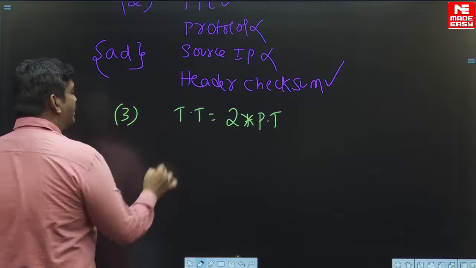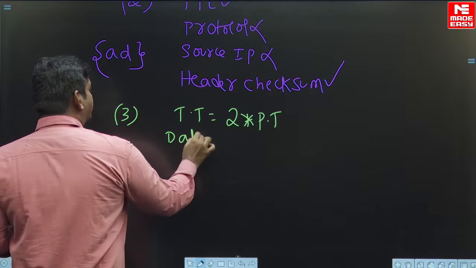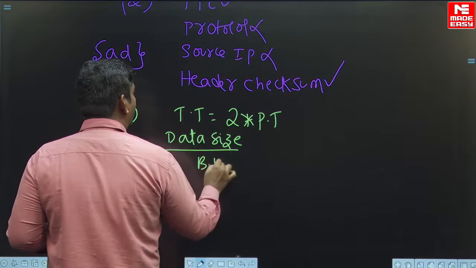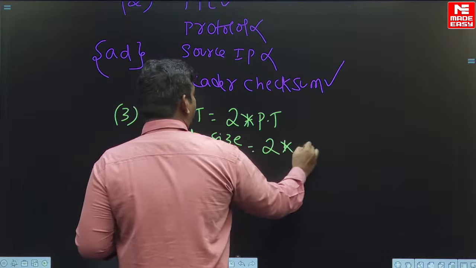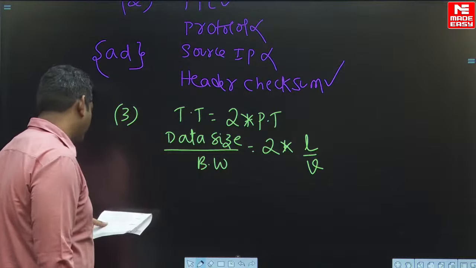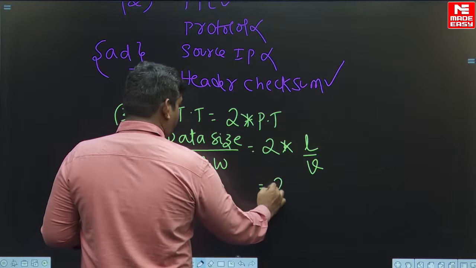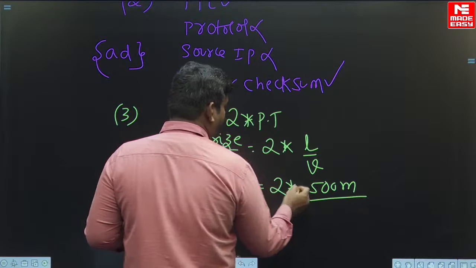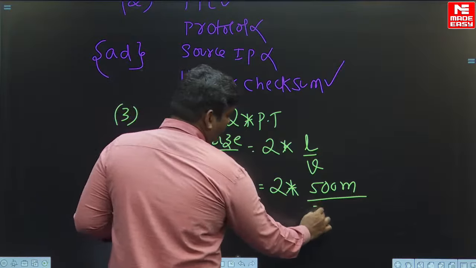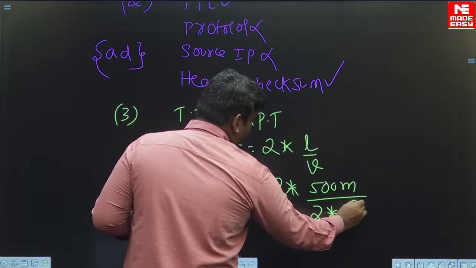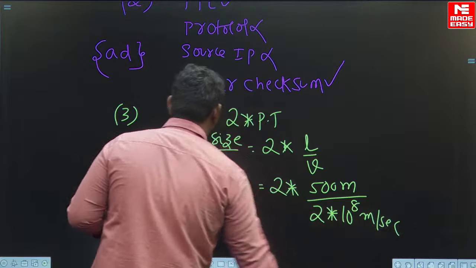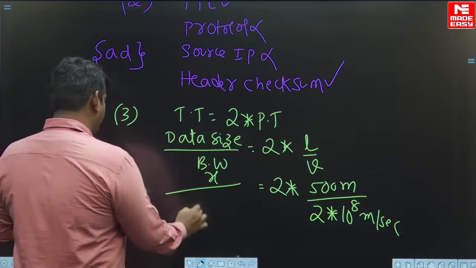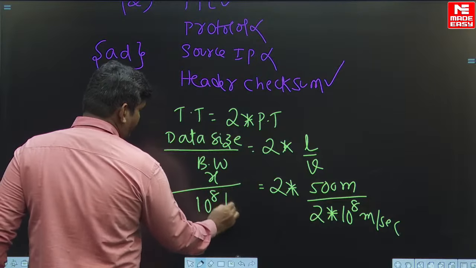TT means transmission time, that is data size upon bandwidth, and propagation time, you know, is length upon velocity, so 2 into length upon velocity. The length is given as 500 meters as per the data given, and the velocity is given as 2 × 10^8 meters per second. The data size or frame size you have to calculate, and the bandwidth is given as 10^8 bits per second.